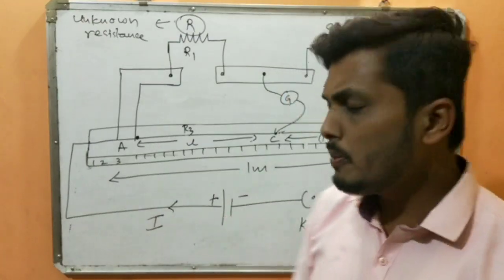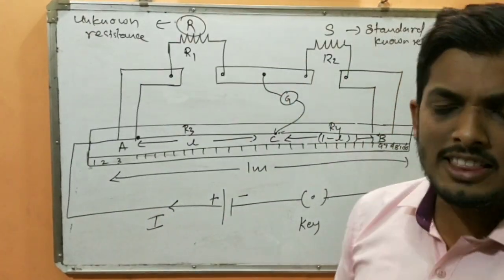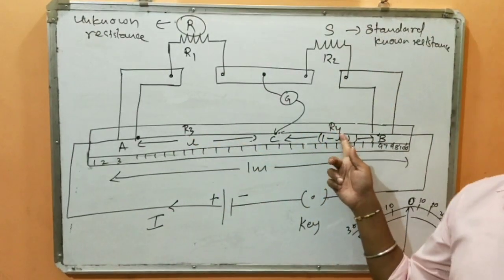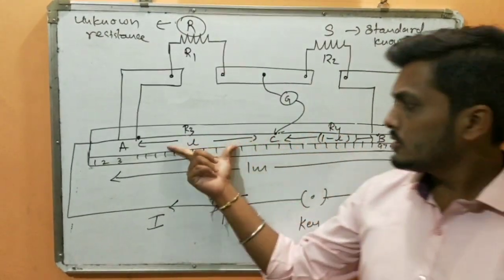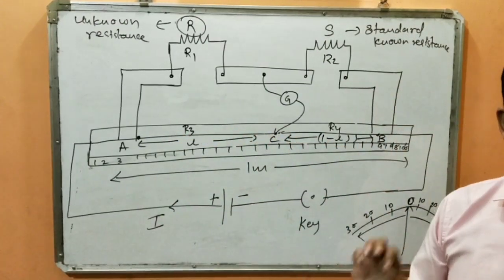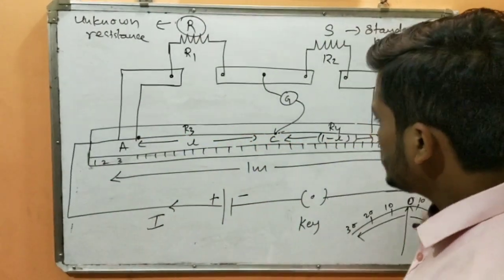If you remember, the resistance depends upon the length as well as the cross sectional area. So this R3 is not equal to R4. Just remember this length L. L is the balancing point and the remaining length will be 1 minus L. So have you understood how it works?